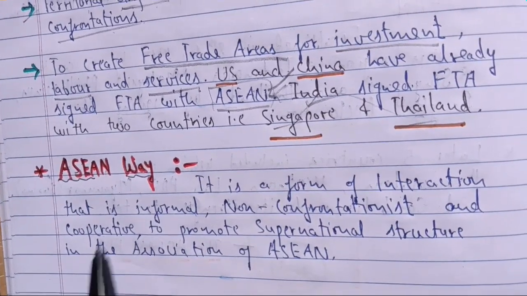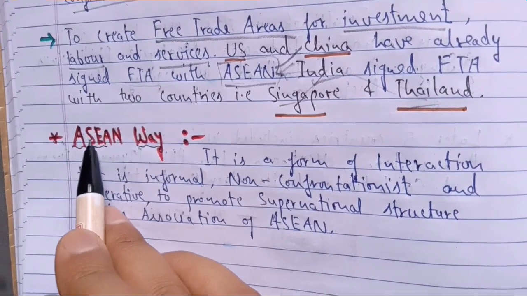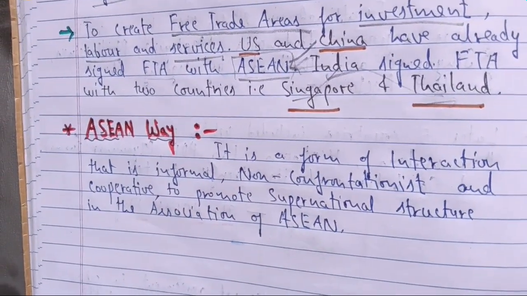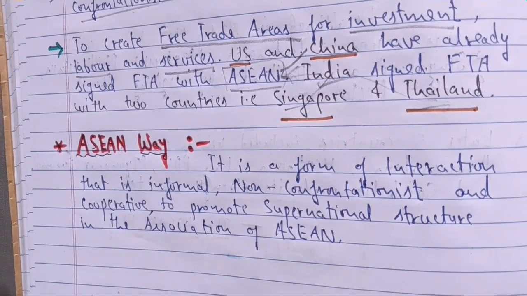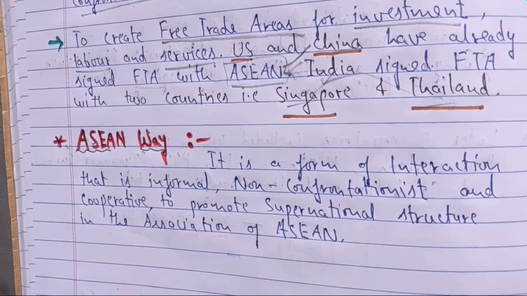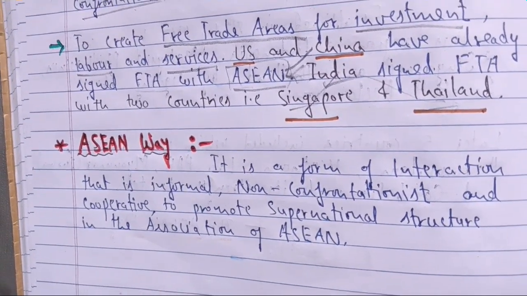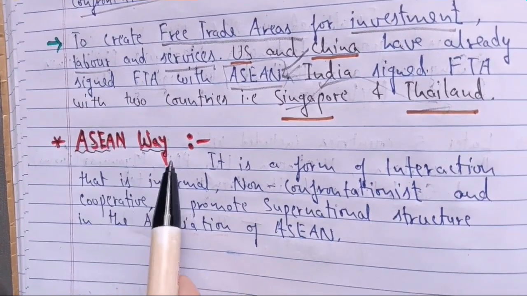So the next important topic is the ASEAN Way. As you must be thinking, Association of Southeast Asian Nations Way. So what is the ASEAN Way? It means the methodology. What was the method for running an organization? Why was it different from the European Union? What was the difference in its organization as compared to the US and the European Union? So this we call the ASEAN Way.